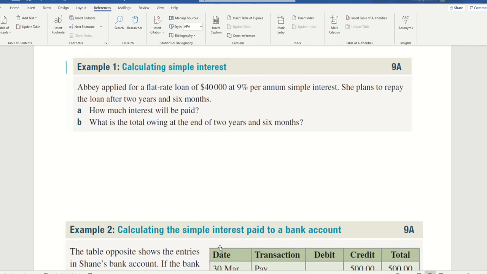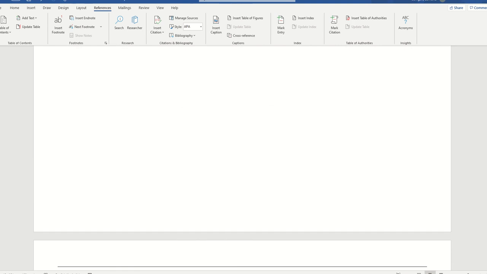Now that is all we are going to look at today. We'll move on to simple interest tomorrow.